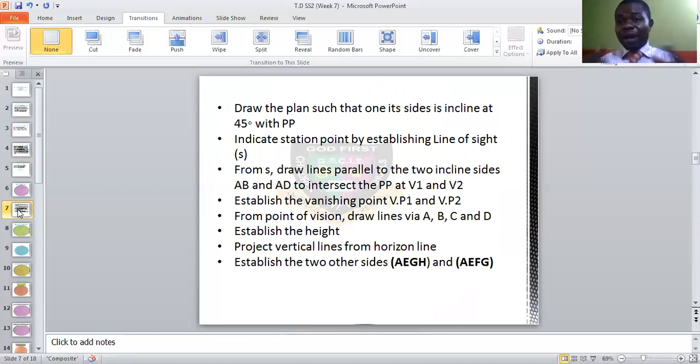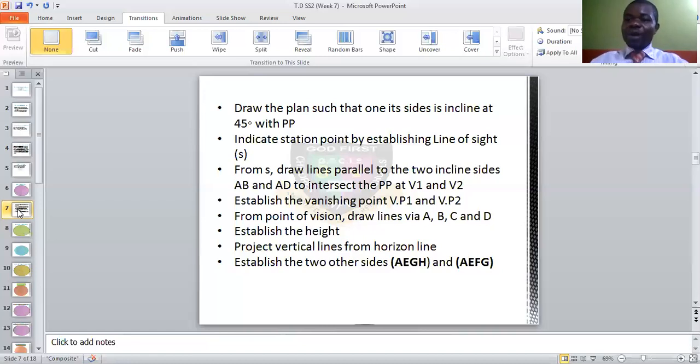When you say PP now, you should understand what I mean. You indicate the station point by establishing the line of sight, that is X at the bottom. From X, you draw lines parallel to the 2 inclined sides, AB and AD, to intersect the PP, that's the picture plane, at V1 and V2. The V1 at the left, V2 at the right.